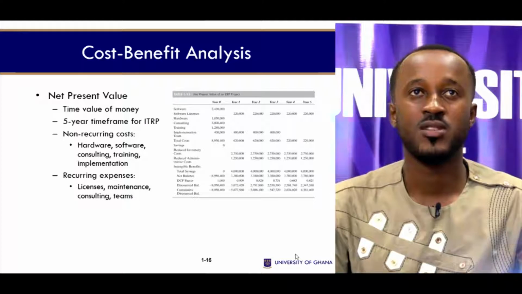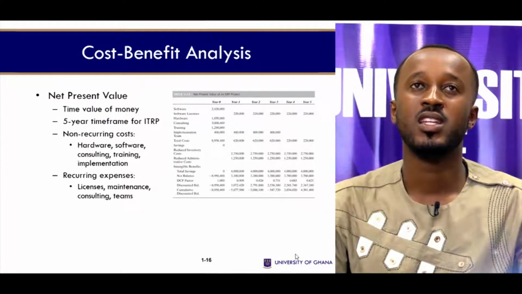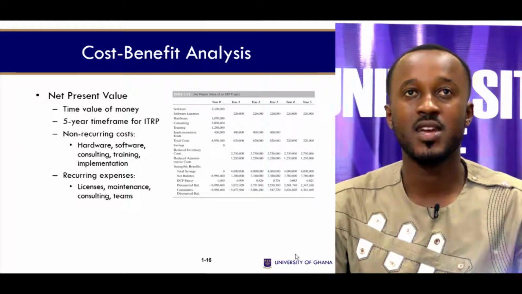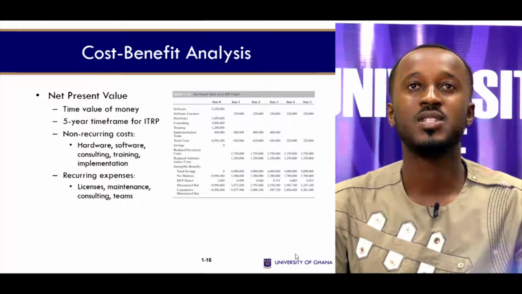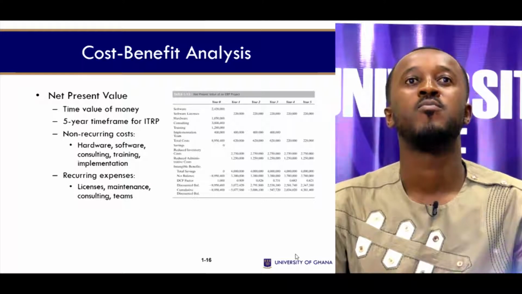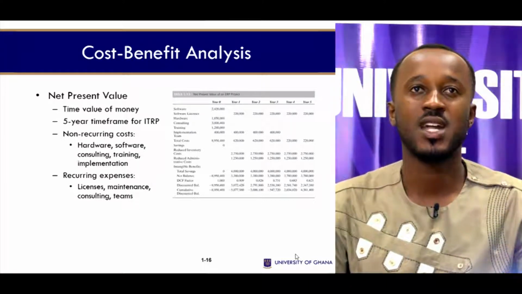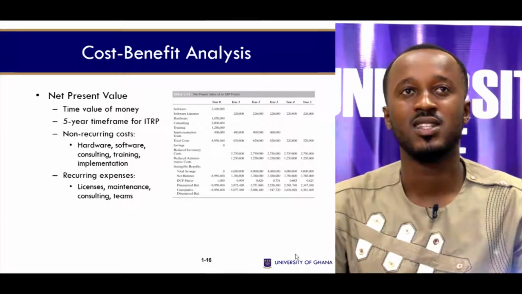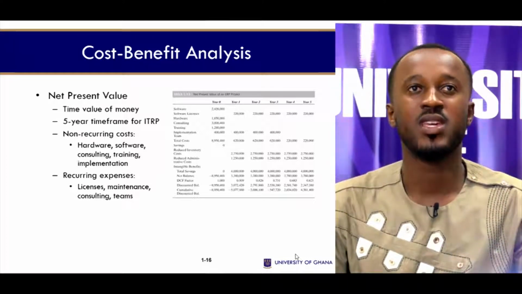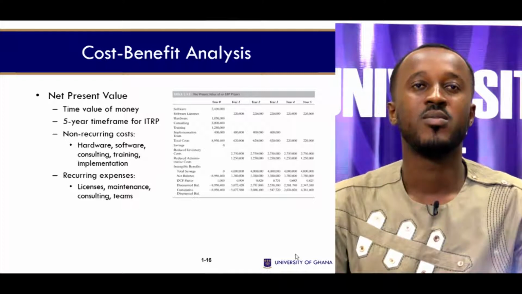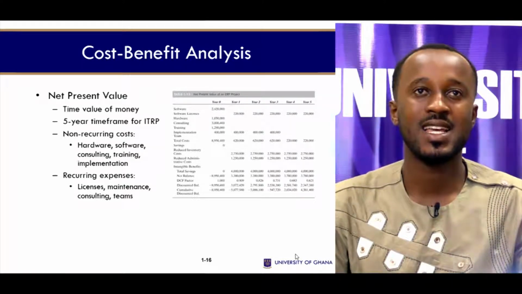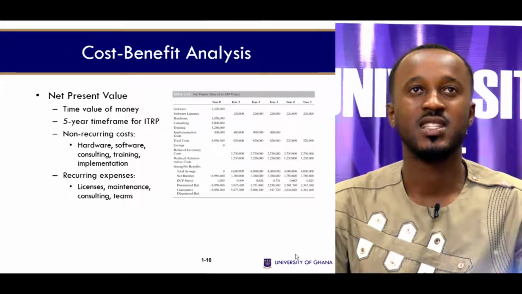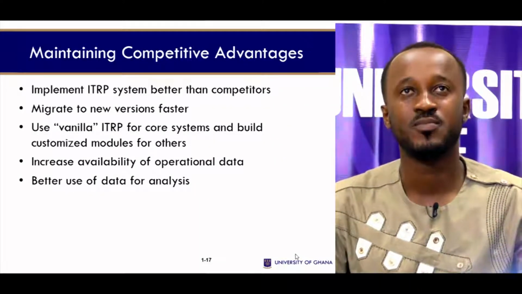With regards to net present value, it gives time value of money. Then there's a 5-year time frame for IT resource planning systems. There's non-recurring costs. It means hardware, software, consulting, training, implementations, all in one package. These costs do not recur. Then there's recurring expenses like license, maintenance, consulting, and teams that are formed to be able to help run these.